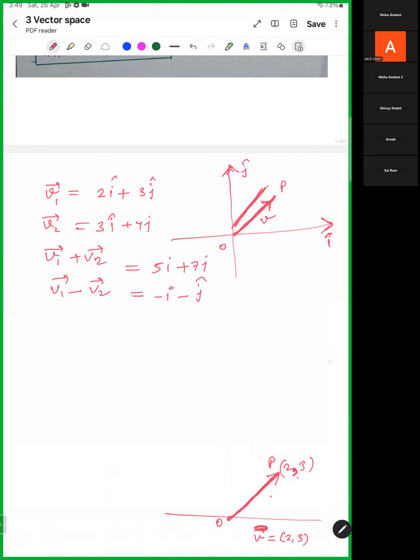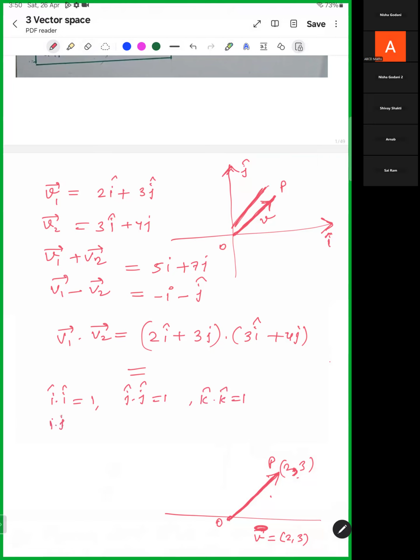You have these vectors. And what does this represent geometrically? That can also be learned very easily, so I'm not going to discuss that here much. If you want to find the dot product of these two vectors, dot product means 2i plus 3j dot 3i plus 4j. When you multiply, you have i dot i is 1, j dot j is 1, k dot k is 1.